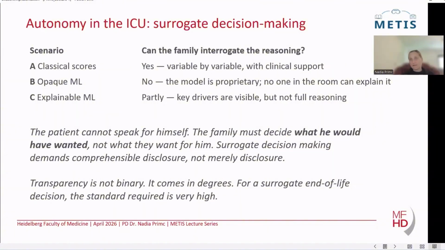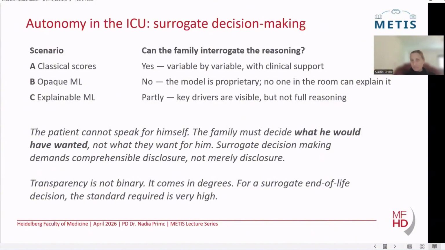The family can engage with the reasoning, can also push back on specific inputs and ask for a second opinion that will use the same transparent formula. So their decision rests on information they can, with support, understand, and information that they can also question.